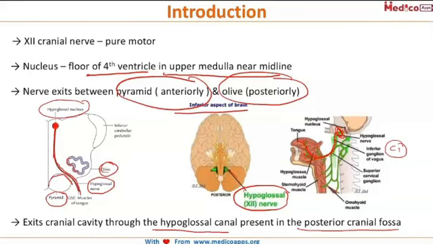Apart from the muscles of the tongue, some other muscles are also supplied. What are those muscles? It supplies the geniohyoid and the thyrohyoid muscle also. Some fibers from the C1 also join the hypoglossal nerve and form the superior root of the Ansa Cervicalis. We learn what Ansa Cervicalis is in the coming slides.